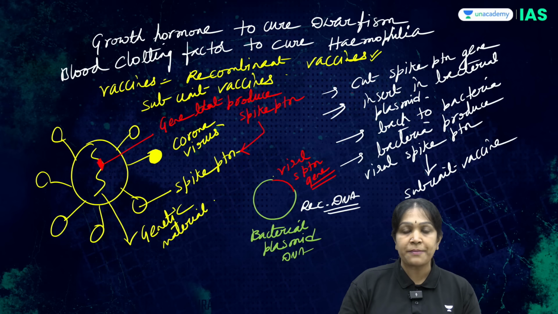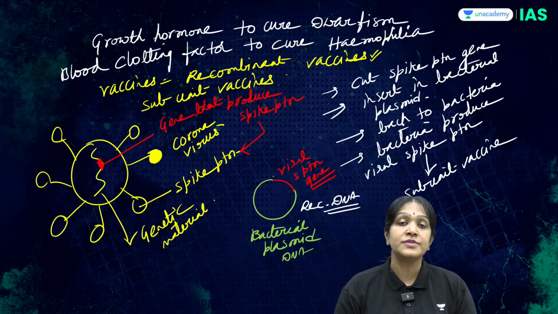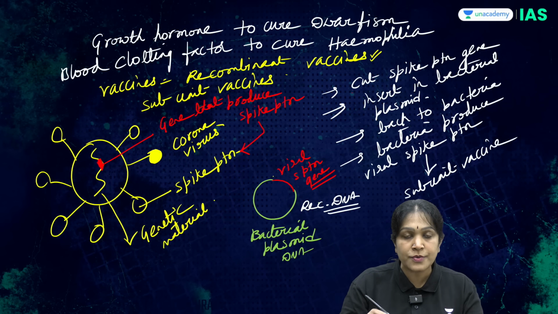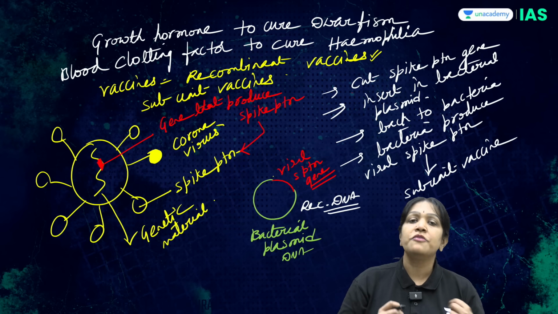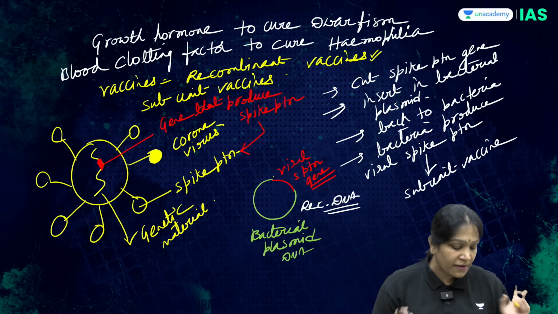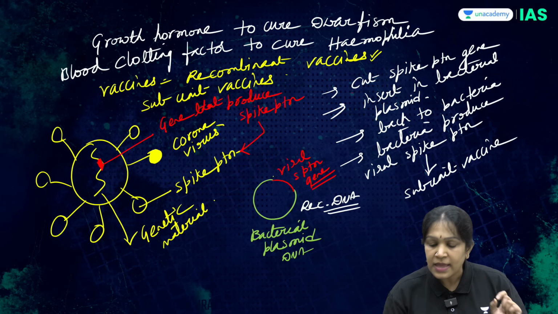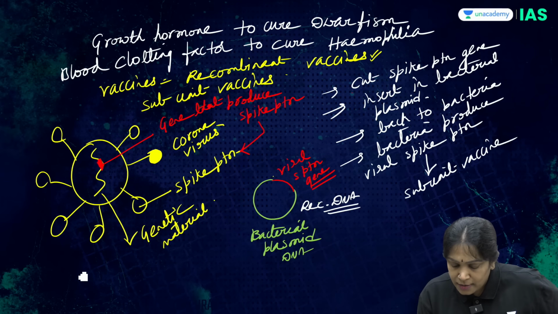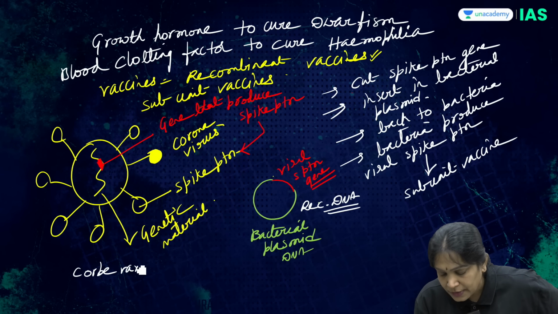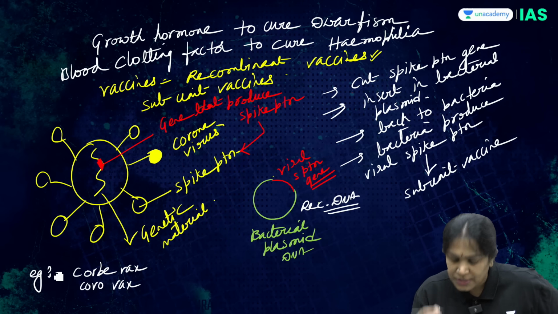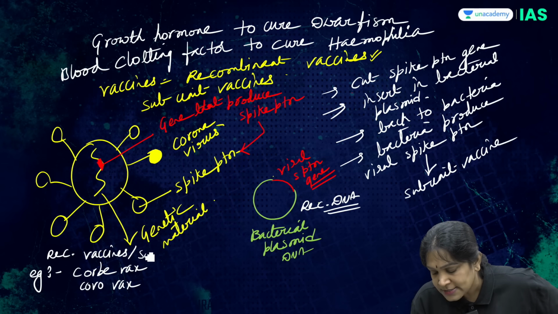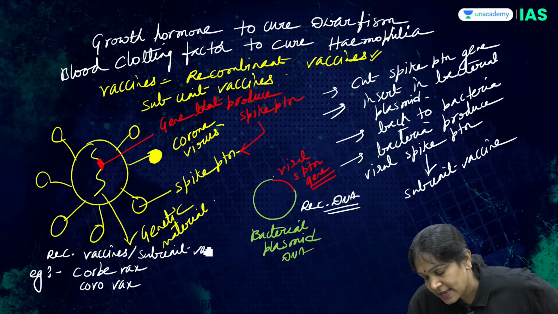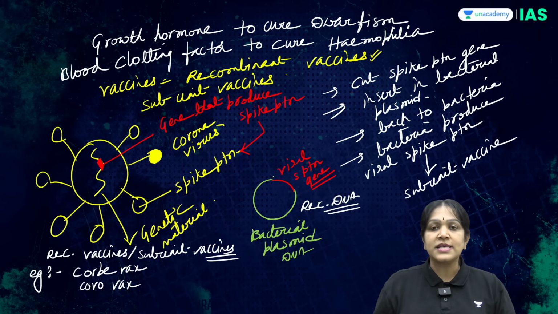This recombinant DNA is kept in the bacteria. Then the bacteria will produce the coronaviral spike protein. Extract it. That spike protein can be used as a vaccination to prevent the coronaviral infection or COVID-19. Names of such vaccines are Corbevax, Covovax. These are examples of recombinant vaccines or subunit vaccines.